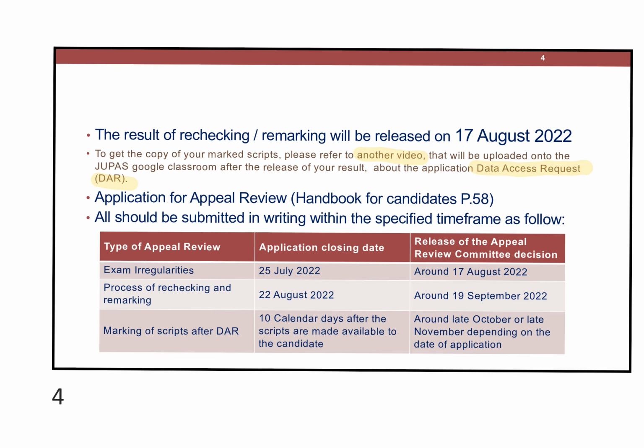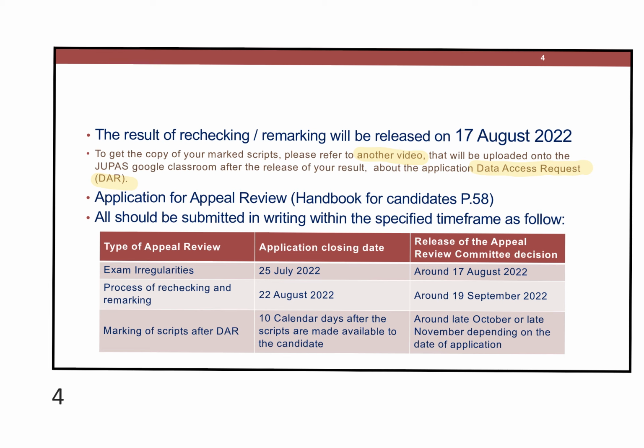Besides the remarking or rechecking scripts, you can also apply for the review of your scripts due to the following reasons. 1. Exam irregularities. If your mark has been deducted or affected due to any exam irregularities reported to HKDSE by invigilators or center supervisors. 2. If it is found that your scripts or your mark were not fairly processed during the remarking exercise, you can request a photocopy of your answer script by submitting the DAR, Data Access Requests.